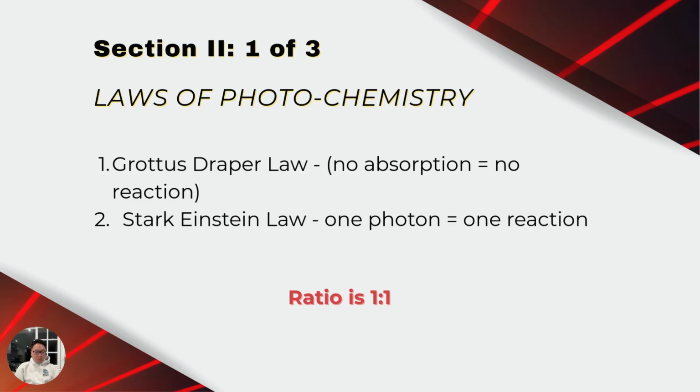One is the Grotthuss-Draper law, which simply states that in order for a reaction to take place, you need the target to absorb it. The second law of photochemistry is the Stark-Einstein law. This law specifically states that for every one photon of energy that gets absorbed, you only induce one reaction. So simply stated, the ratio is 1:1.